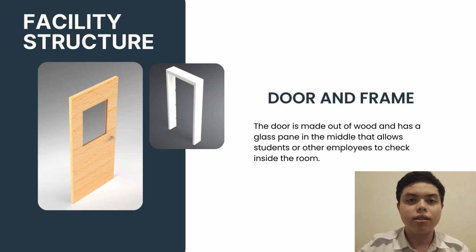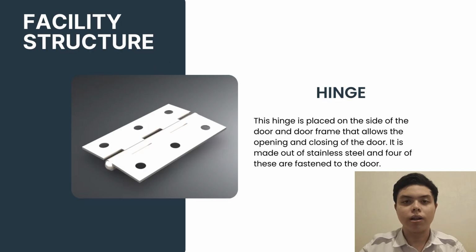Let's look at the ingress and egress. The door is a wooden assembly featuring a central glass pane. This transparency is functional, allowing students or employees to check availability without disrupting the room. We also paid attention to the hardware. We modeled 4 stainless steel hinges on the side of the door frame to support its weight.